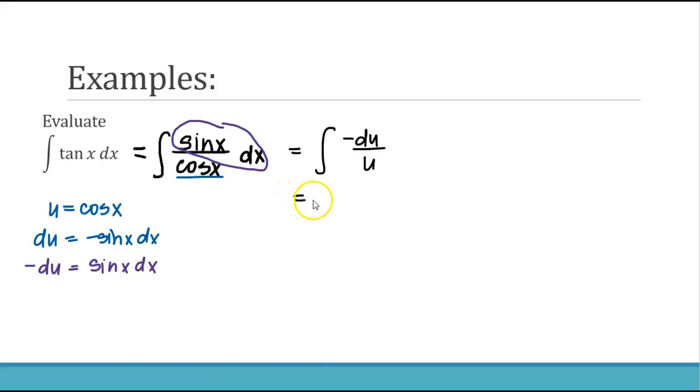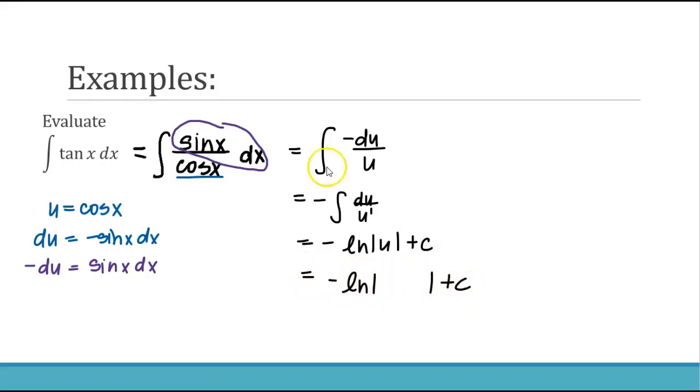Well, I can also just take out that negative. So what I have is du over u, and that integral is the natural log of the absolute value of u plus c. So remember, since this is to the first power, the natural log is the antiderivative. And then we're going to go ahead and plug the u back in, which in our example was cosine x. So we have negative the natural log of the absolute value of cosine x plus c.